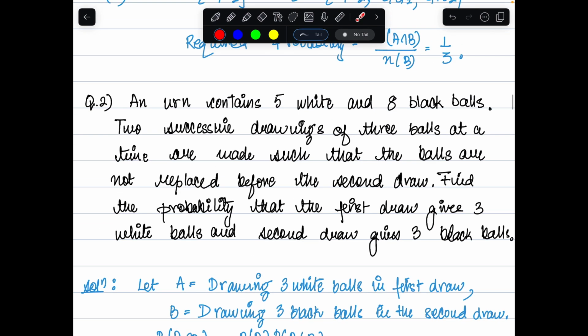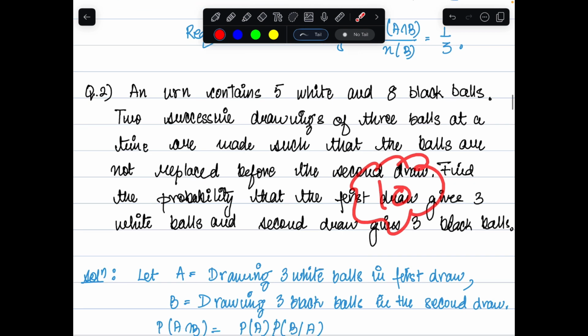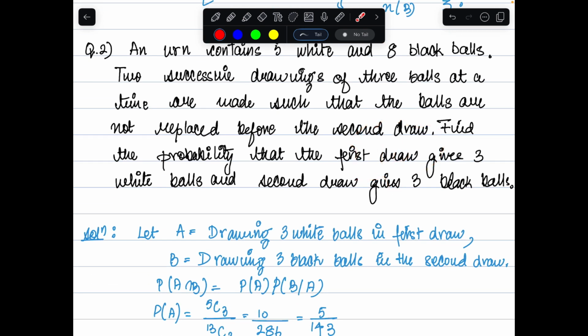Even from the previous concept, if you do what I said, you will get the same answer. So when you are picking 3 balls, after that again you are picking 3 balls, but for the first time when you picked, you had 13 options, but the next time when you are picking again 3 balls, you have only 10 options. And they are asking us to find what is the probability that the first draw gives you 3 white balls and the second draw gives you 3 black balls.